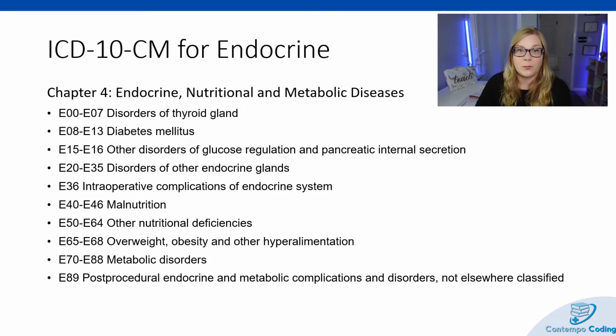we talked about those Chapter 15 pregnancy codes. They always take sequencing priority. So if it's gestational diabetes, we want to use one of our O codes, and that will take sequencing priority. The other thing to note here is those E65 through E68 codes for overweight, obesity. Those need the associated BMI codes for them as well.